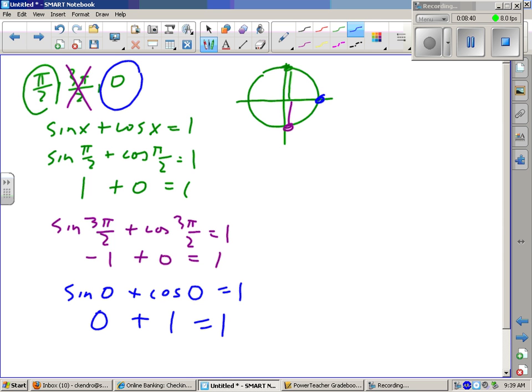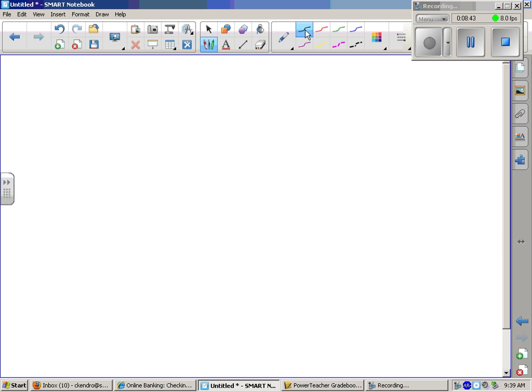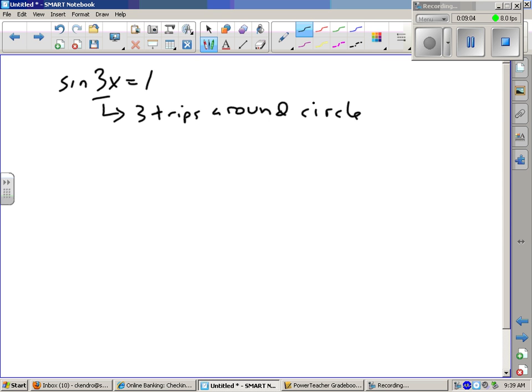Now, we're going to run into some little quirky things. Something like this, sine of 3x equals 1. Now we're used to just sine of x equals 1. So basically what this is saying is that you need to do 3 trips around the circle to get all the answers. If that's a 2, then it would be 2 trips around. The easiest way to do these is to think of it as the problem without the 3, and then we come back and we adjust it for the 3.